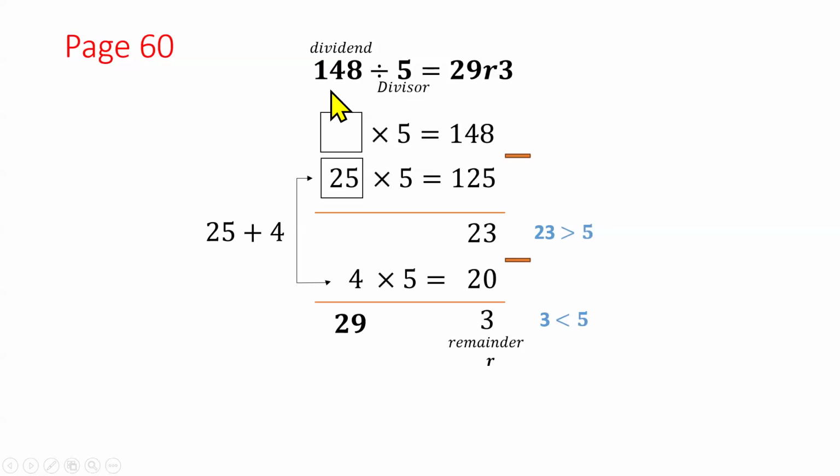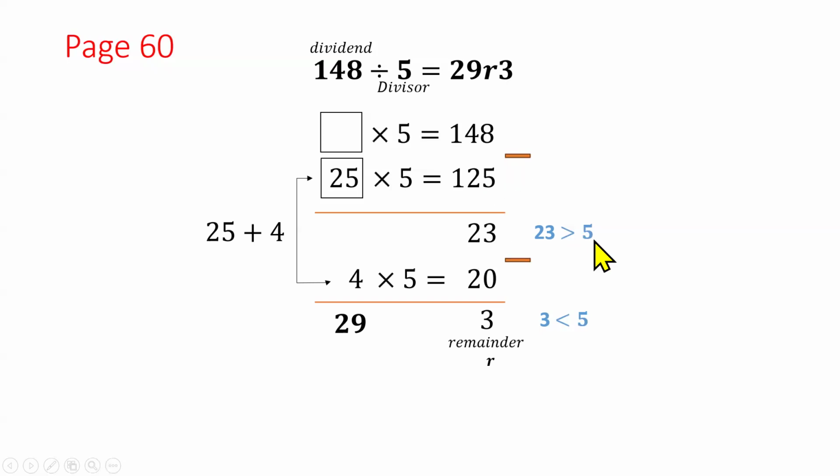Also the same thing. We have a dividend and the divisor equals 29 and the remainder is 3. I bring the 5 down. I change the division to multiplication and I bring my dividend to the front. Now I think about a number. When I multiply it by 5, it will give me a result which is less than 148 and not equal to or exceeding 148. I choose 25. 25 times 5 is 125. I subtract them. It will give me 23.